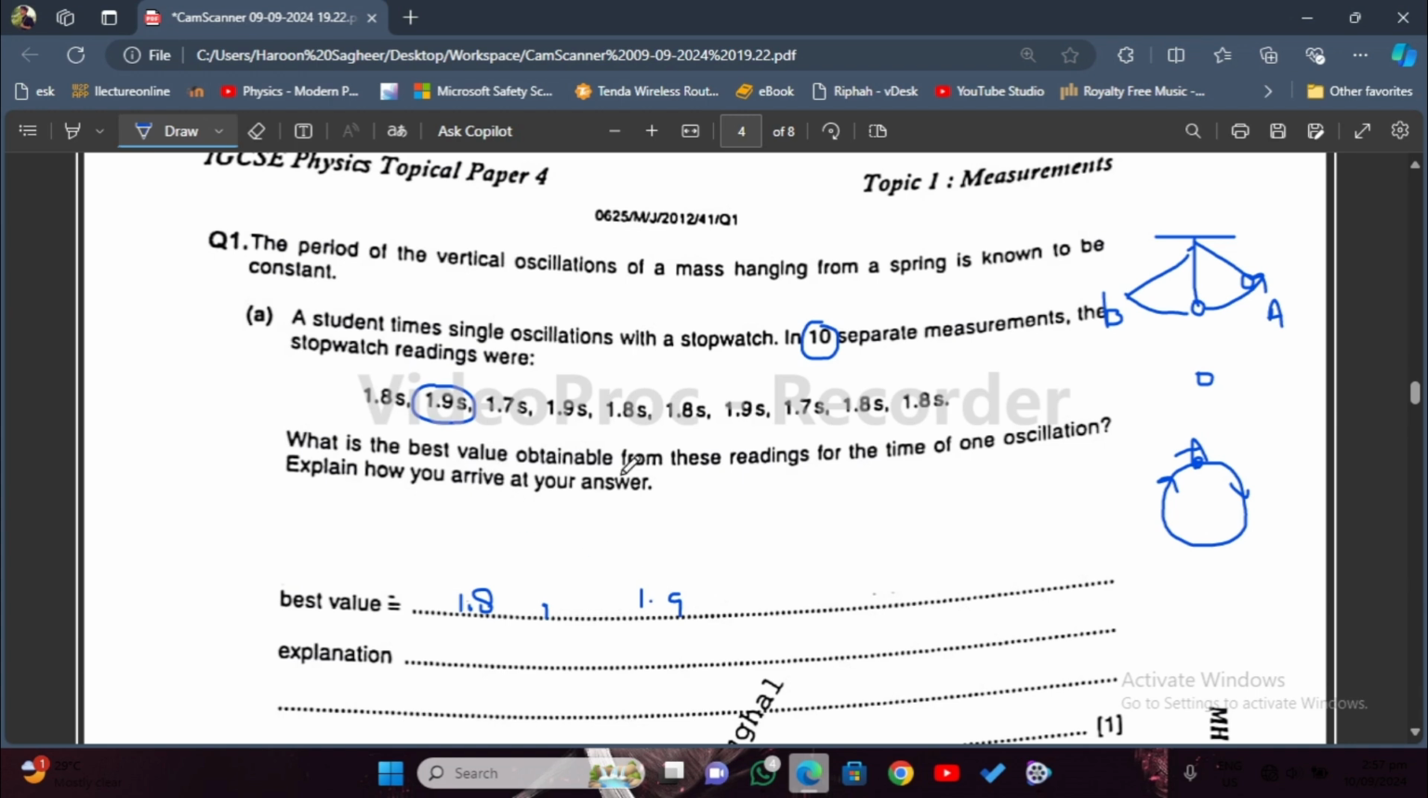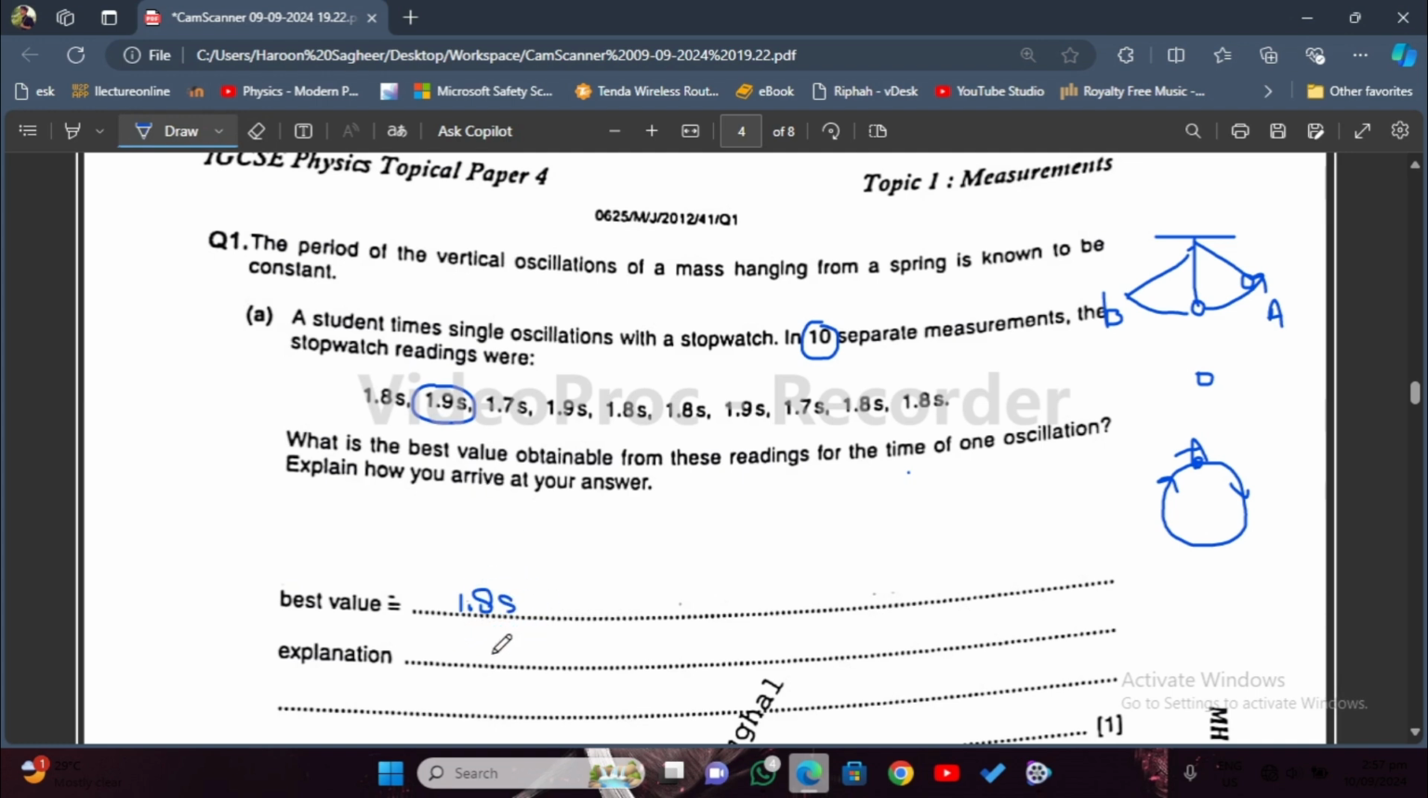You should add all of these readings to check the answers with me. 1.7, then we have 1.9, then 1.8, then 1.8, then 1.9, and then 1.7, and 2 times 1.8. Right, it's 18.1. So 18.1 divided by 10, which is 1.8. So yeah, the average that I have calculated is giving me 1.8. So that is the best value, 1.8 seconds.